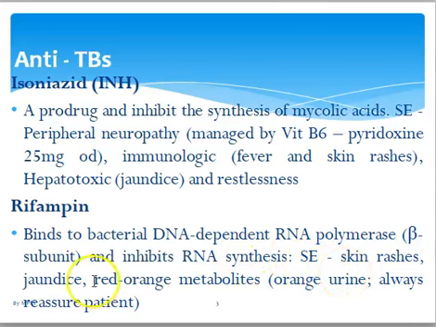Now, rifampin binds to bacterial DNA-dependent RNA polymerase and inhibits RNA synthesis. It causes skin rashes, jaundice, at the same time red-orange metabolites or orange urine. Now, when patients complain of this, it's good to just reassure the patients. Because sometimes they ask you to classify anti-TB, the mechanism and the side effects and how they are managed.